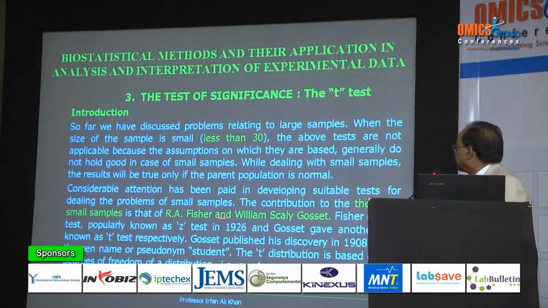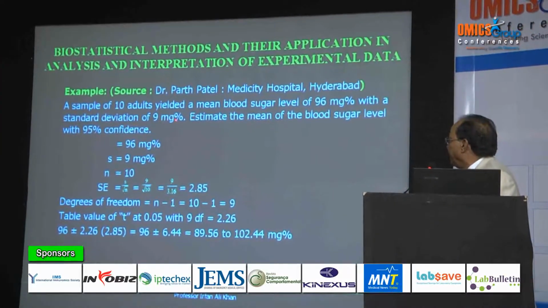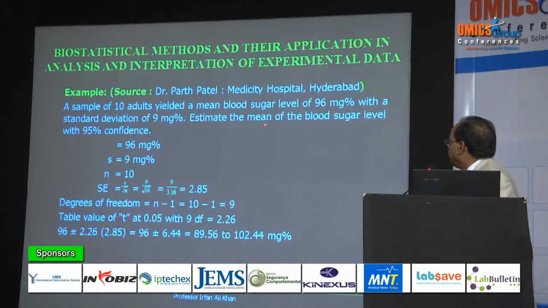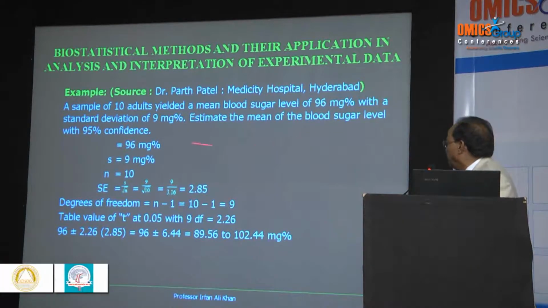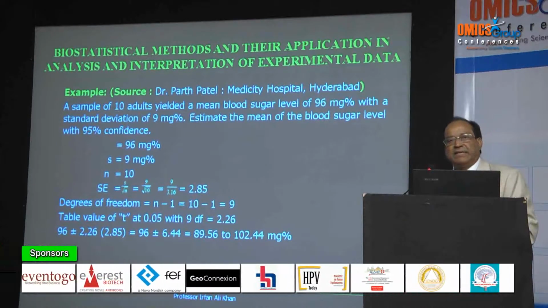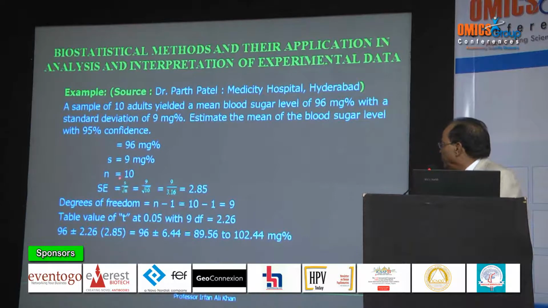So far we have a standard deviation of 9.3%. Estimate the mean of the blood sugar glucose level with 95% confidence levels. You see, this is the confidence level, this is the standard deviation, number of observations, standard error of mean, I got 2.85. Degrees of freedom, table value that you can see from the books, t value at 5% at 9 degrees of freedom, 2.26.